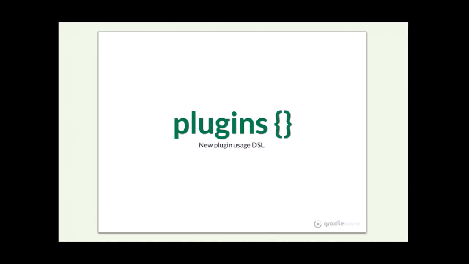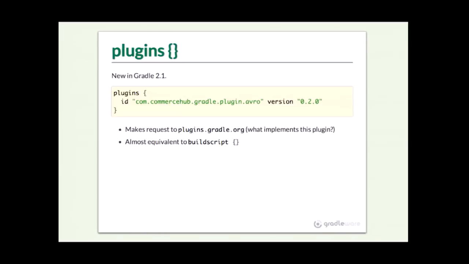Okay, so that's the portal. Now, the new plugin usage DSL. New in Gradle 2.1, we didn't quite make 2.0, so this won't work with 2.0 if you try it. And the structure is, open a plugins block. The ID of the plugin we want has to be the fully qualified ID, and then the version.